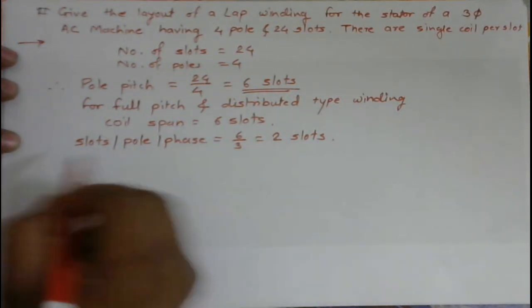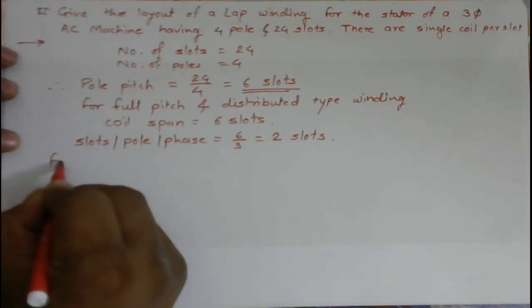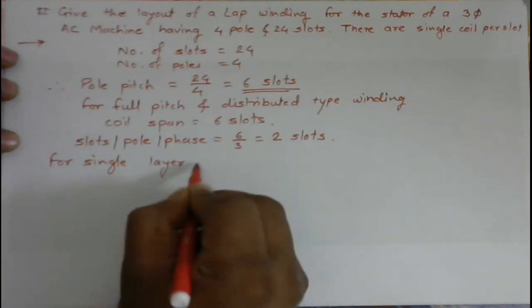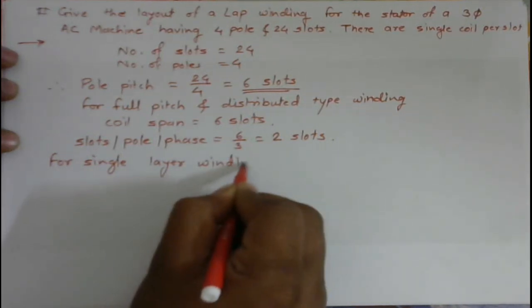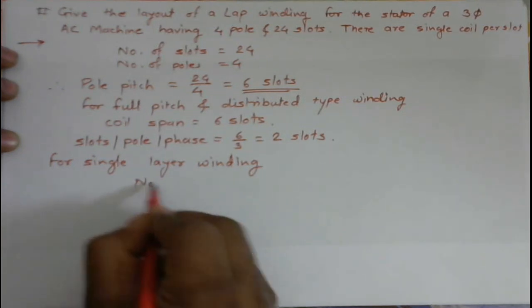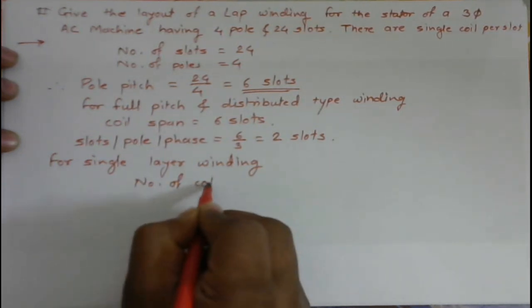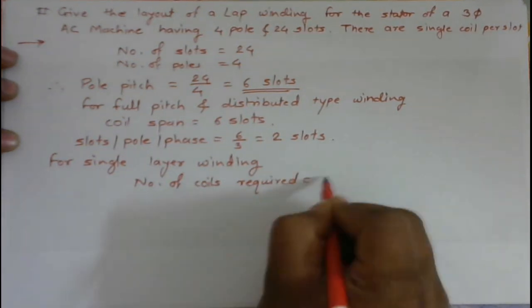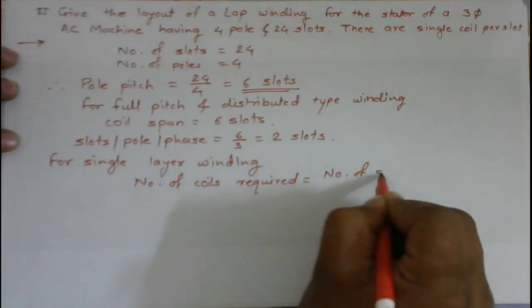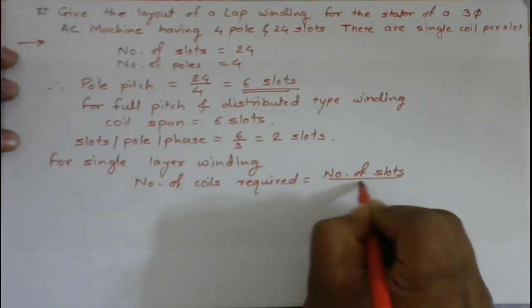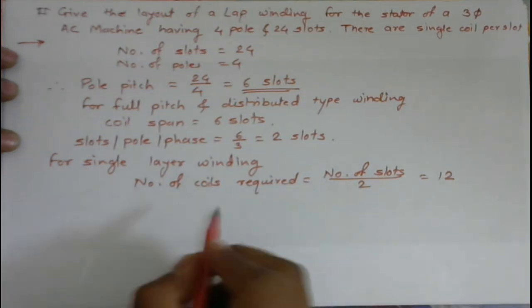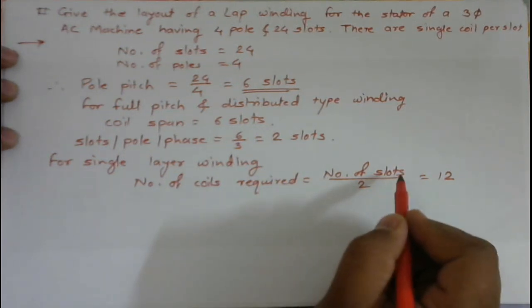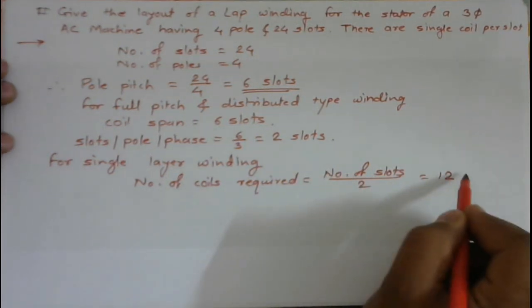In this case we are going to use single layer winding. Number of coil required is equal to number of slots divided by 2, which is equal to 12. If it is a double layer winding, then in that case number of coil required is equal to number of slots, but as it is single layer we require 12 number of coils.